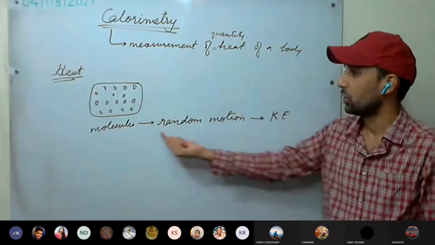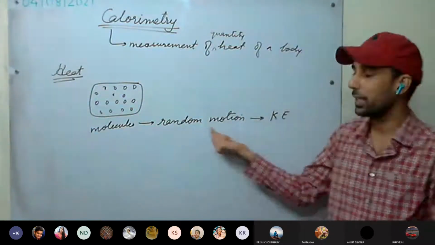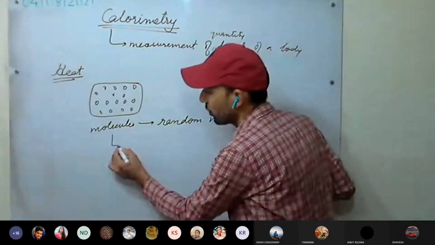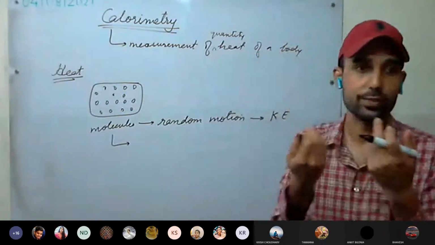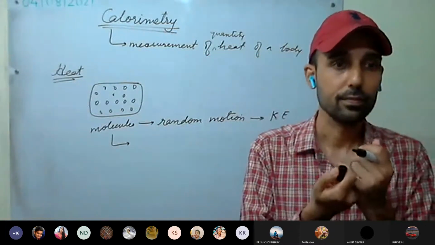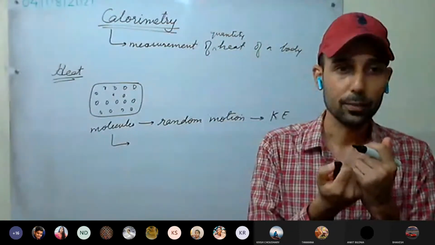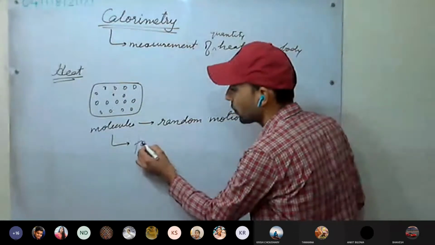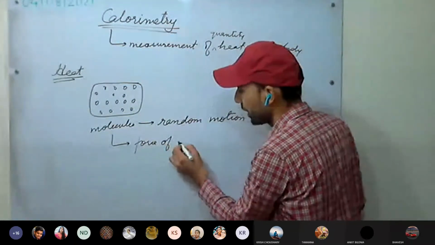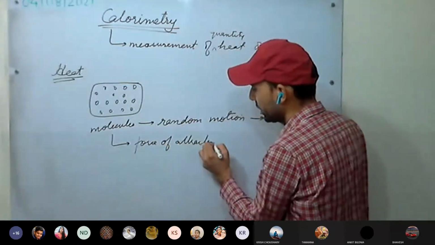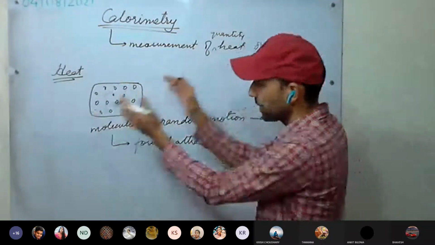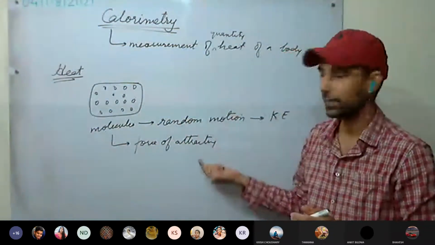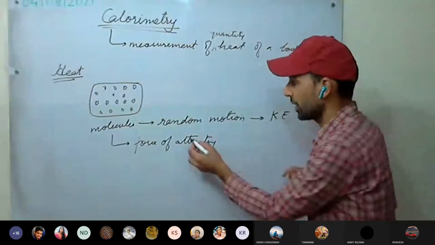More kinetic energy. So molecules have random motion, and because of that, they have kinetic energy. Okay, one energy we got. Which kind of force do the molecules have? Intermolecular force of attraction. Each molecule is attracting the other molecule. That's why the substance stays in one place. It is maximum in solids, less in gases. So force of attraction is there.